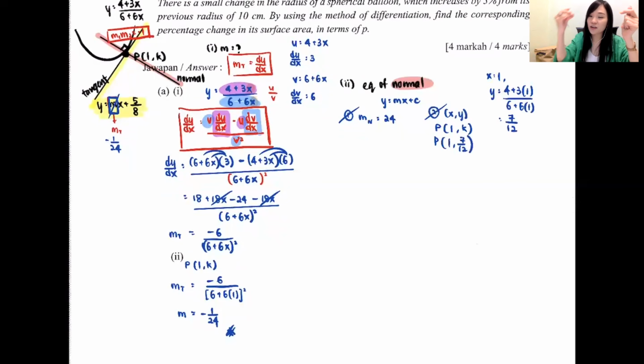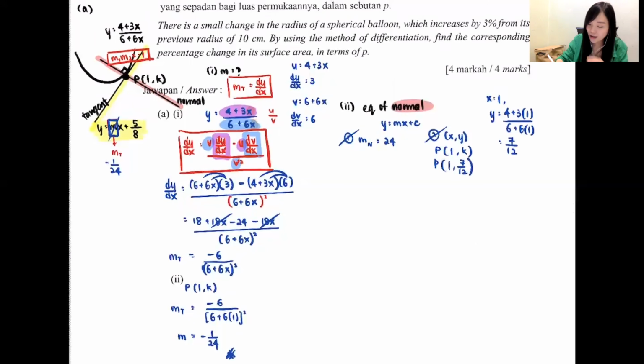So guys, I already have the gradient. I have the x, I have the y. I think now finding the c is not a problem. So the y is 7 over 12. The m is 24. The x is 1. The c is c. So c is 7 over 12 minus 24. I guess I get negative 281 over 12.